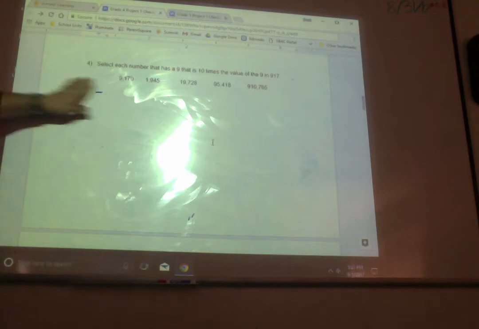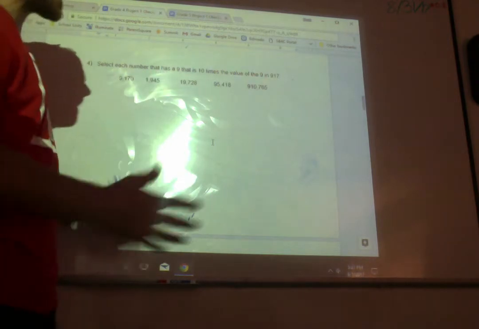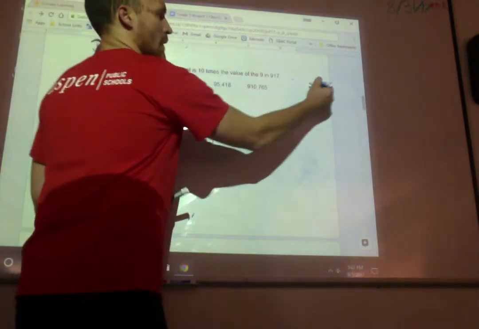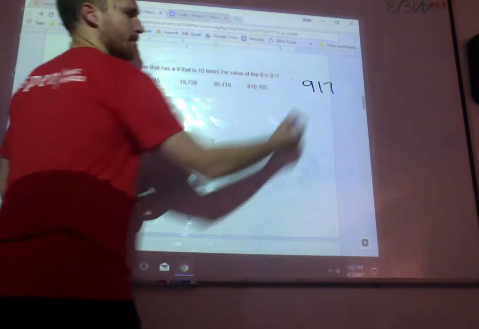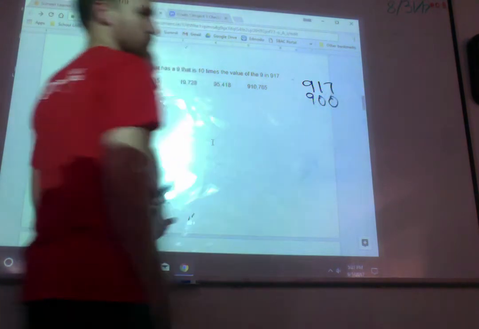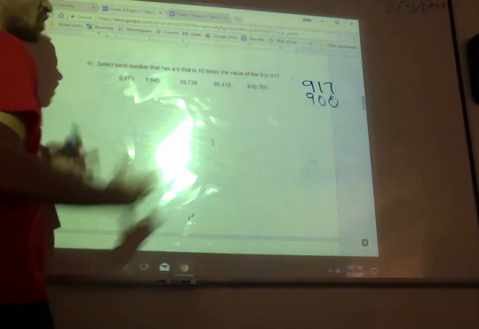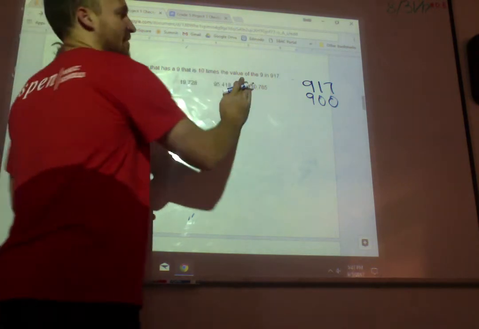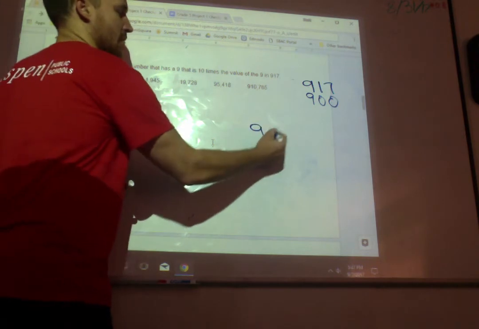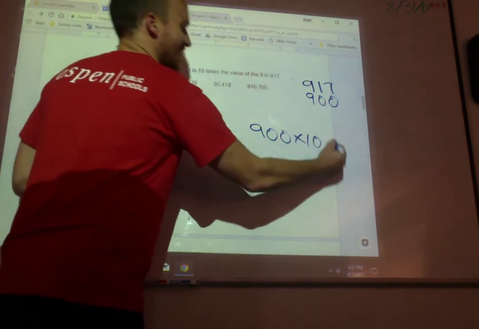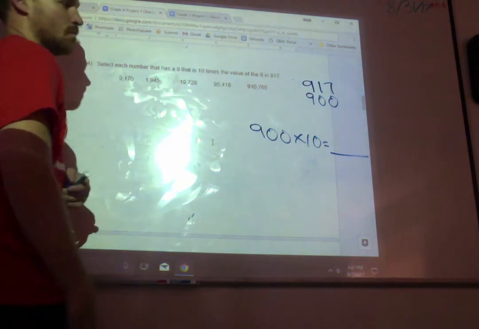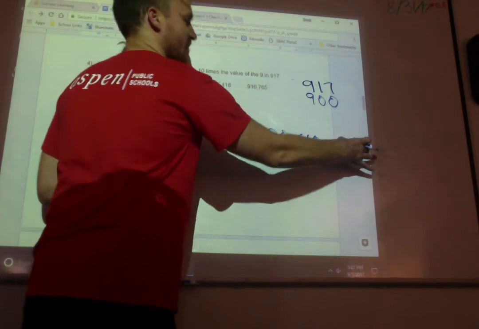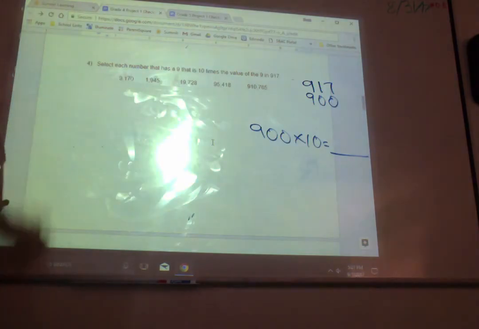Finally, select each number that has a 9 that is 10 times the value of the 9 in 917. Here's that number. What is that 9? If I pull that 9 out, it's 900. So I'm looking for, select each number that has a 9 that is 10 times the value. 900 times 10 is, whatever that value is, is that value in these numbers?